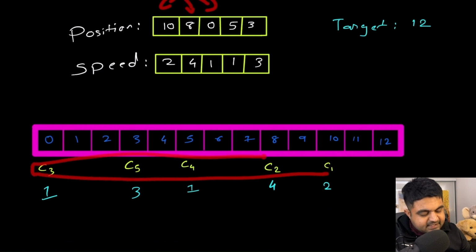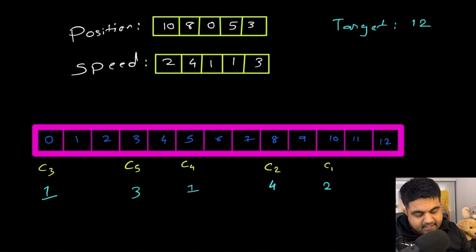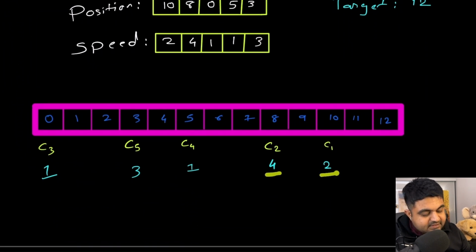This defines their starting position, and this portion defines the speed given to every single car. We are told that the distance we are trying to cover is 12 miles, and the speeds are given on a per hour basis. Which means this car C2 travels 4 miles in 1 hour. Now we need to understand how we define car fleets.